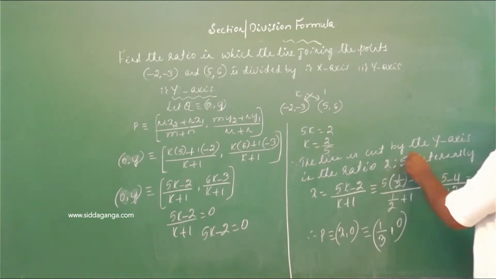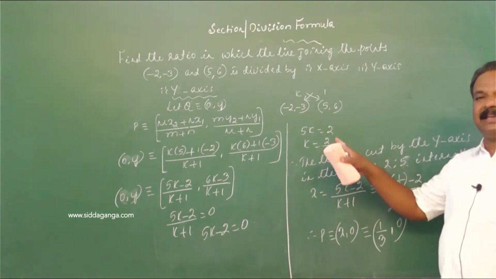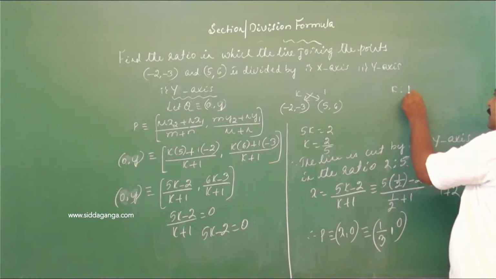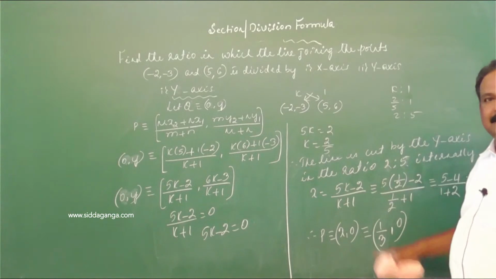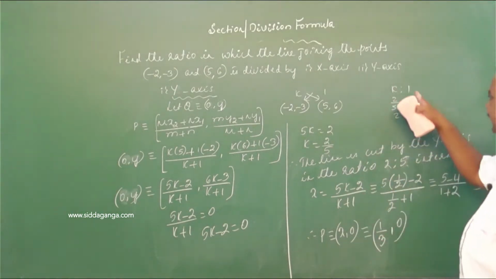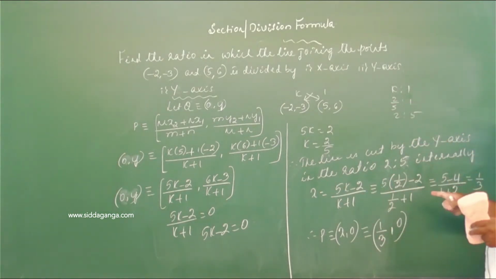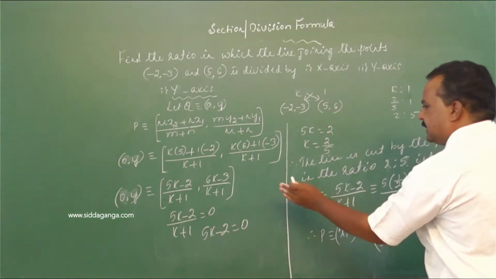2:5. ನೋಡಿ, ಇಲ್ಲಿ 1 ತಗೊಂಡಿರೋದ್ರಿಂದ k:1 ಅಂದ್ರೆ ಏನು? 2/5:1. 2/5:1 ಅಂದ್ರೆ 2:5. ಅದಕ್ಕೆ k:1 ತಗೊಳ್ತೀವಿ ನಾವು. ಅಲ್ಲೇನೋ ಬೇರೆ ಏನೋ ತಗೊಳಕ್ ಬರಲ್ಲ ನಾವು. 2:5 internally.